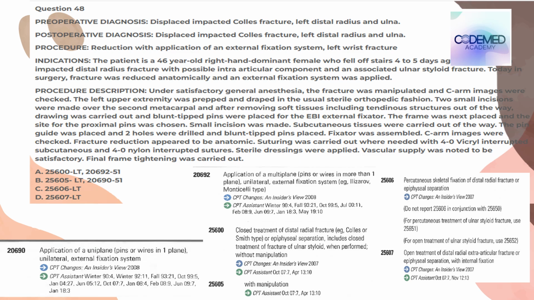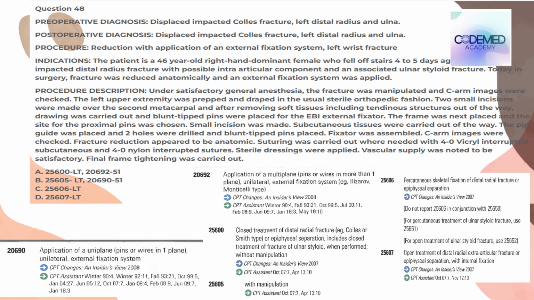So we know that it is a closed treatment, then we should know where the site is. The open treatment, 25607, that is option D, we can eliminate. Then this is a percutaneous skeletal fixation of the radius fracture or the epiphyseal separation. Now in this case it is a percutaneous fixation, in our case it is the external fixation. So that 25606 also goes away.